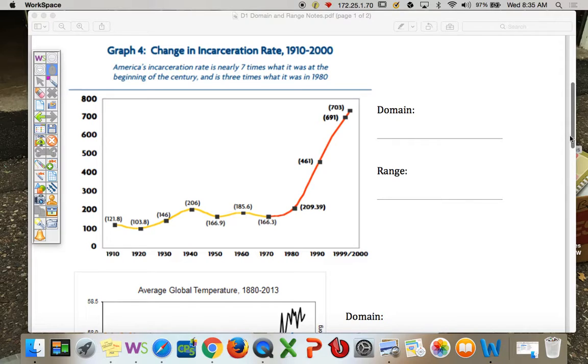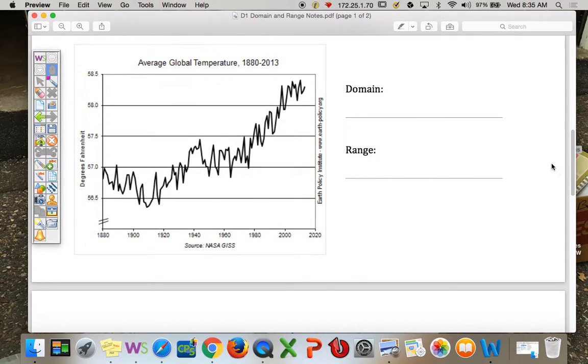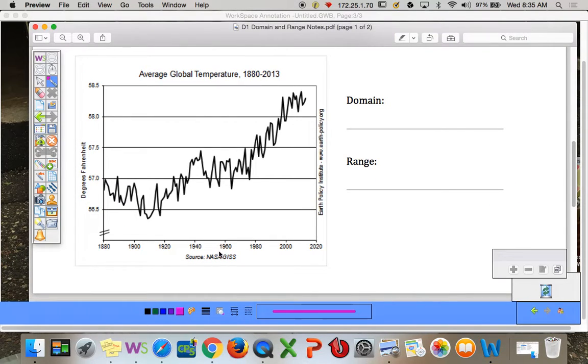Okay, let's do another example. If we look at average global temperature from 1880 to 2013, again, domain is all possible X values, and X values is the independent variable on the bottom of a graph. And so we can see that the lowest year is 1880, and X is between 1880 and 2013.